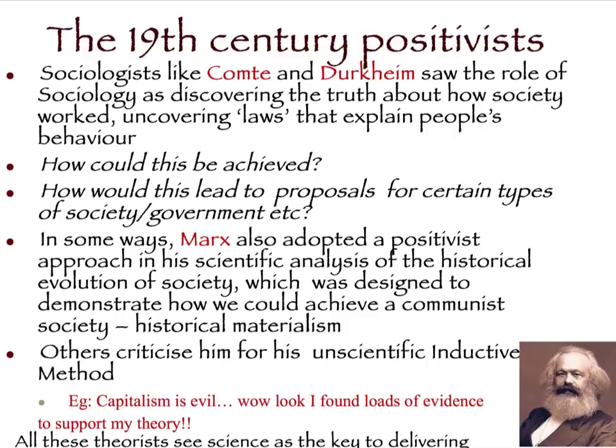What's key to remember about Comte, Durkheim and Marx is that all of them believed that science and the scientific study of society was the key to delivering the right kind of society. Comte and Durkheim both wanted to use their research for the social good of improving society.